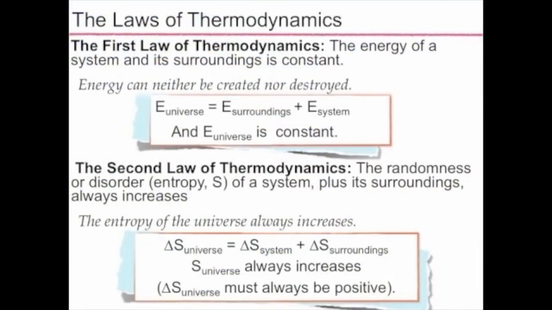And so the laws of thermodynamics are shown here again. The first law is that the energy of the system and its surroundings is constant. Energy can't be made or destroyed. The second law of thermodynamics is that the randomness or disorder, the entropy, of a system and its surroundings always increases. The entropy of the universe always increases. You must know these laws.